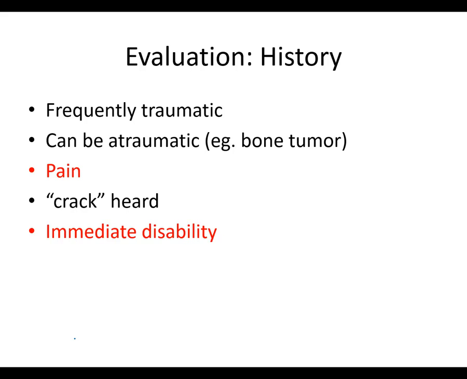So any clinical evaluation starts with a history, and typically fractures are going to be traumatic, so you have to elicit some history that there was an injury or fall or something like that. It could be atraumatic. So for instance, if you have a bone tumor, that's one example, where the bone itself is abnormal and gives way without any obvious trauma or stress to the bone.